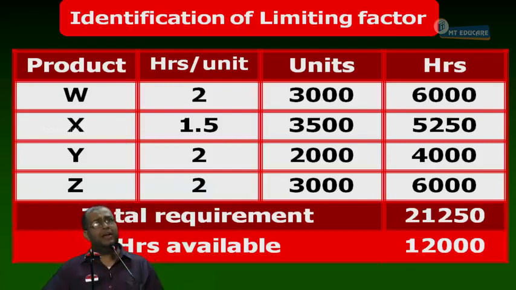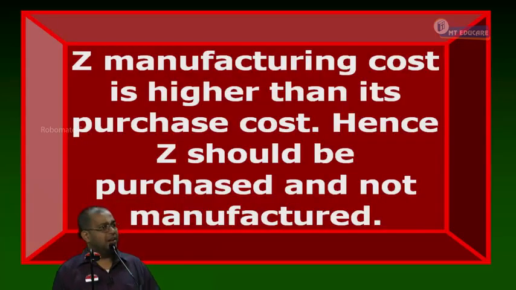The hours requirement is only 21,250 minus 6,000, which is equal to 15,250 hours. Still, it is a limiting factor, because in spite of not manufacturing Z, I have only 12,000 hours and I require 15,250. So still it is a limiting factor. Right or not?